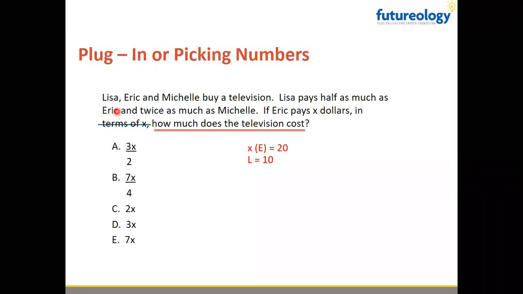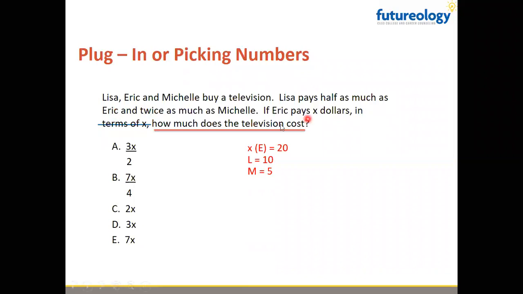So hopefully you guys get that. And twice as much as Michelle. Now be careful. Who pays twice as much as Michelle, Lisa or Eric? If you're reading it properly, it's Lisa pays twice as much as Michelle, not Eric. So now if Lisa pays twice as much as Michelle, Lisa pays 10, Michelle pays 5.